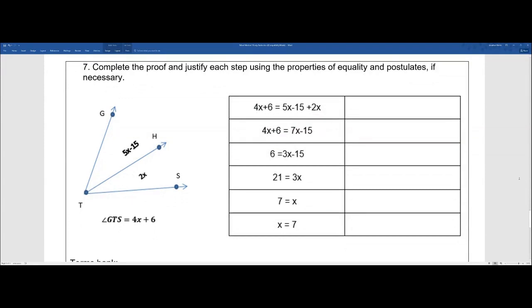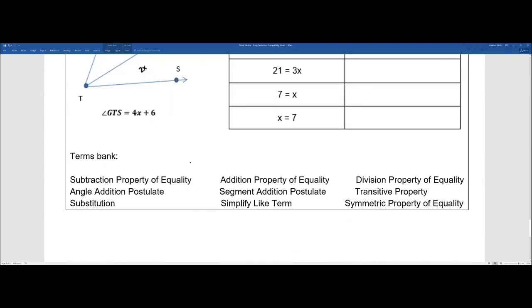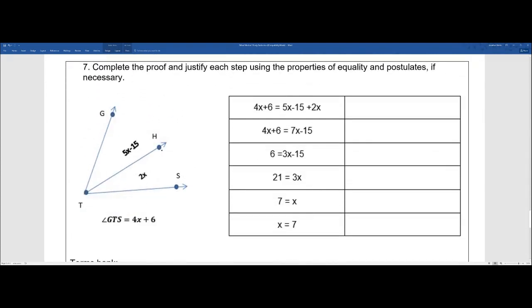All right, complete the proof and justify each step. So last part of this is setting up the logic. They do give you a terms bank, so subtraction property, angle addition postulate. So we're going to use those to get our stuff going. So first things first is they give us an angle here, all right, a very large angle, and they tell us the expression for this part of the angle, and they tell us this expression for this angle.